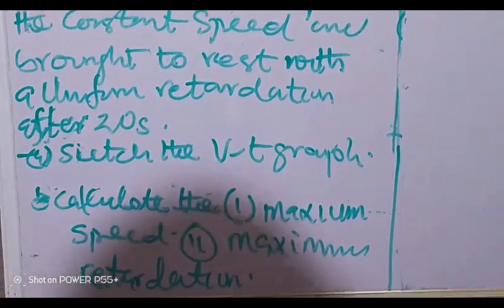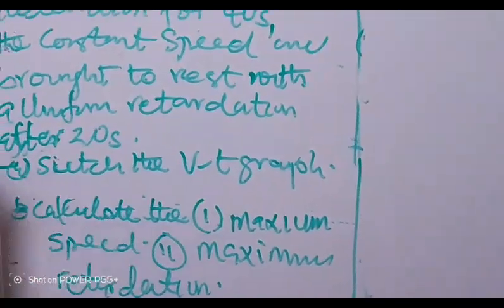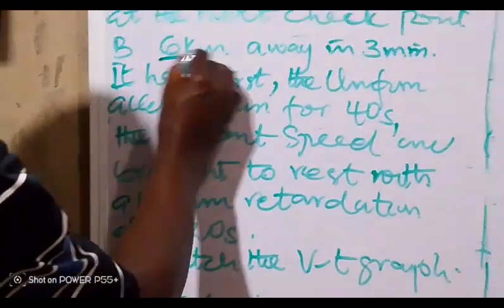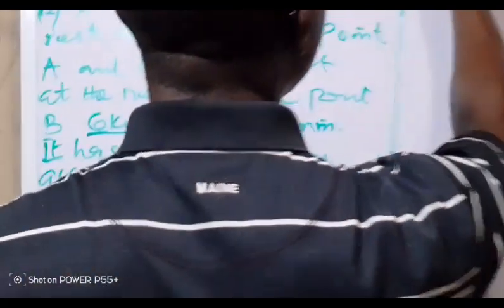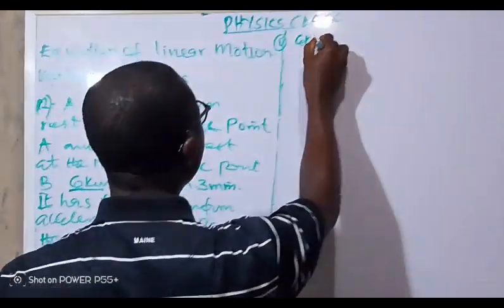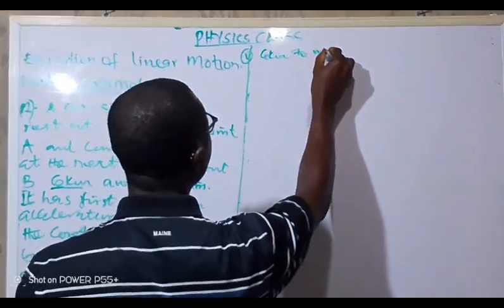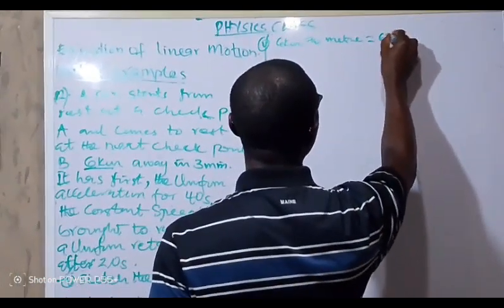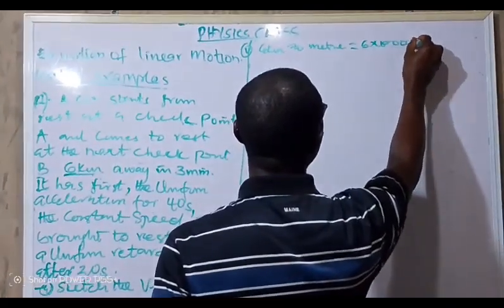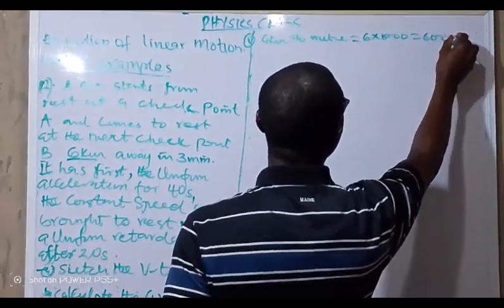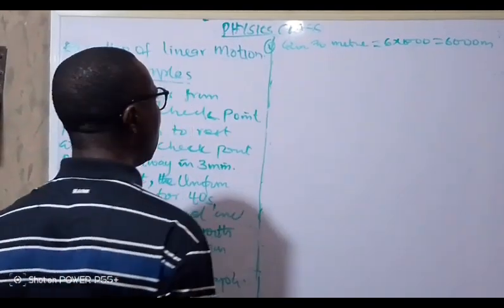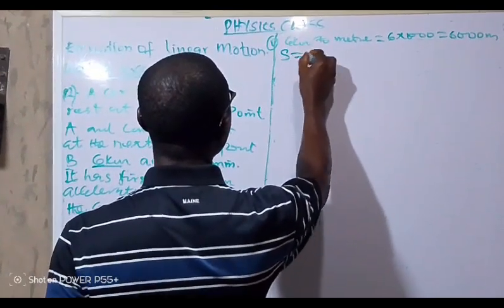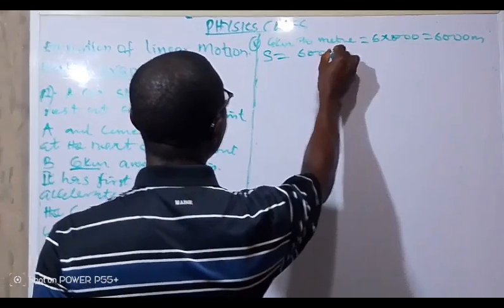Now, before we sketch the velocity time graph, let's note this one. This one, 6 kilometers. Convert it to meter. 6 kilometers to meter. That one will now give us 6 multiplied by 1,000. That's 6,000 meters. That's total distance. It means total distance S is equal to 6,000 meters.